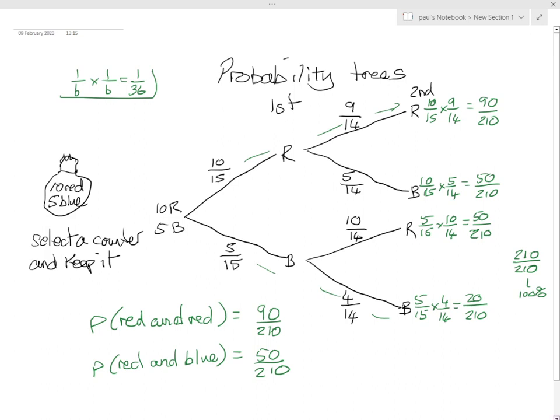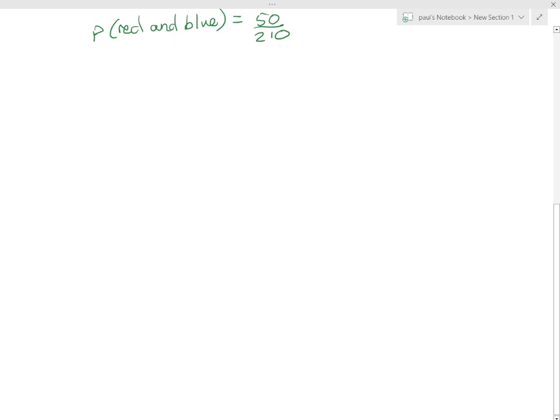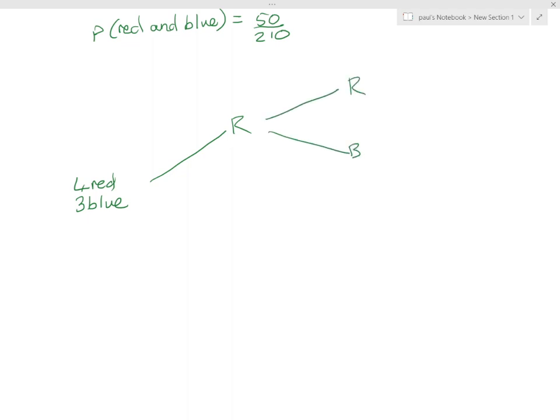Okay, so let's do one more with the same sort of thing. So we can have say 4 red and 3 blue. So up this way is red, red, blue, down here is blue, red, and blue. And then fill these things in already. So red is 4 out of 7 and blue is 3 out of 7.